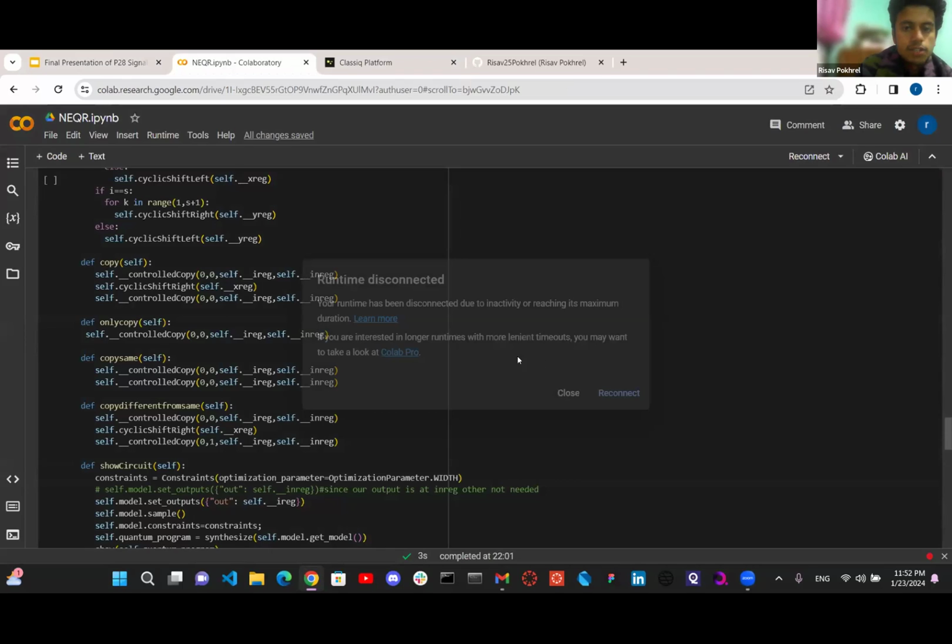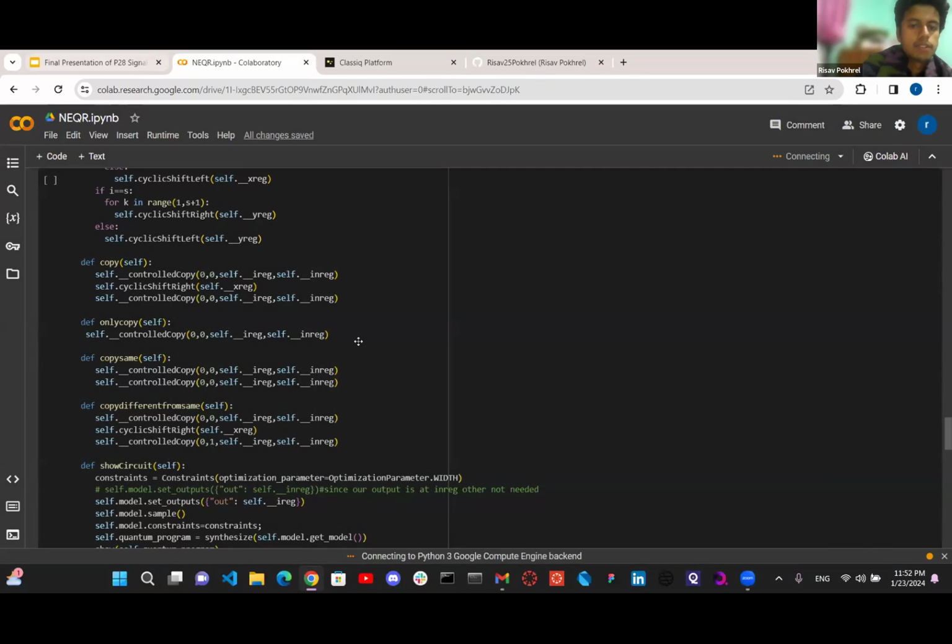And this is the implementation. Okay, sorry, we have to reconnect it.